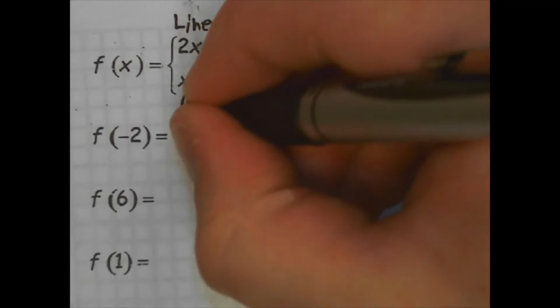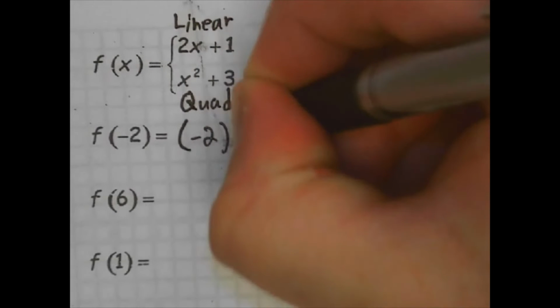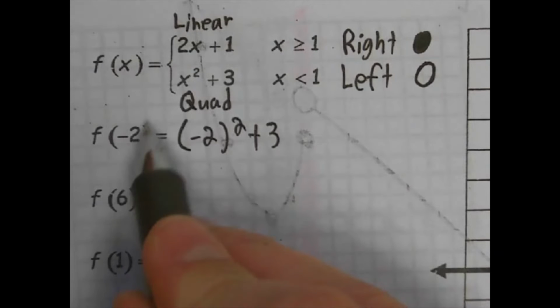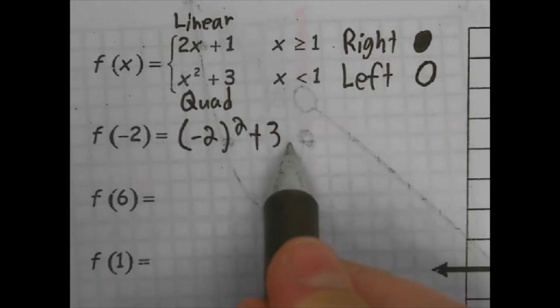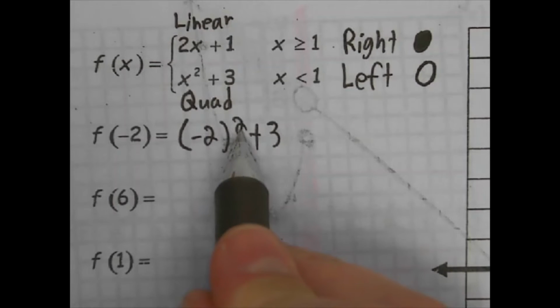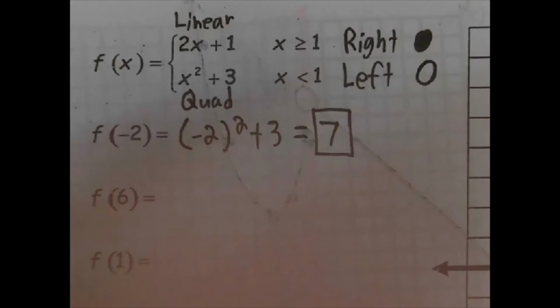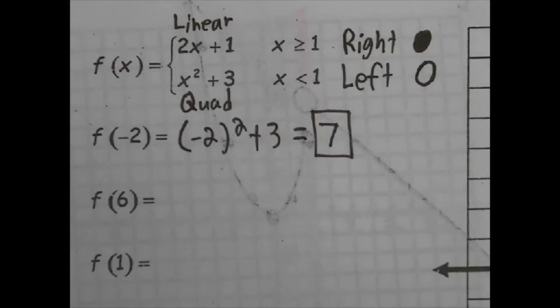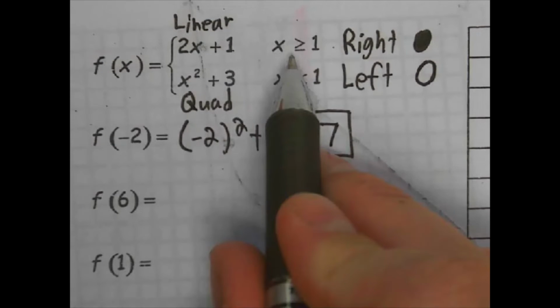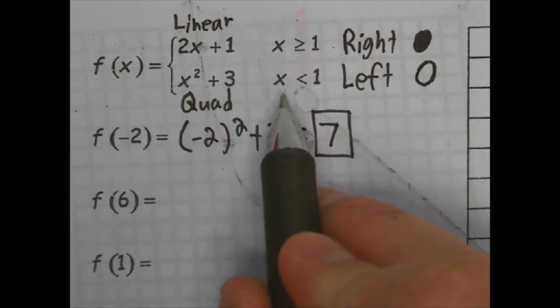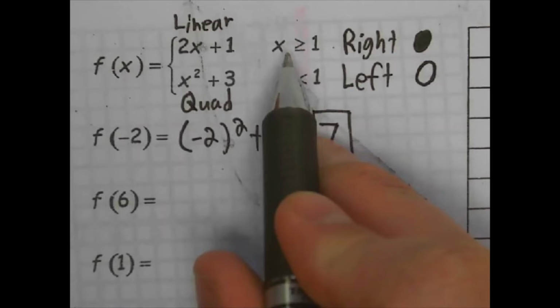So I'm now going to put -2 in for x in x squared plus 3 and then solve. -2 squared is 4. 4 plus 3 is 7. So my first answer is 7. However, if you look at the next example, 6. Is 6 greater than or equal to 1 or less than 1? 6 should be what than 1? Greater than or equal to 1.